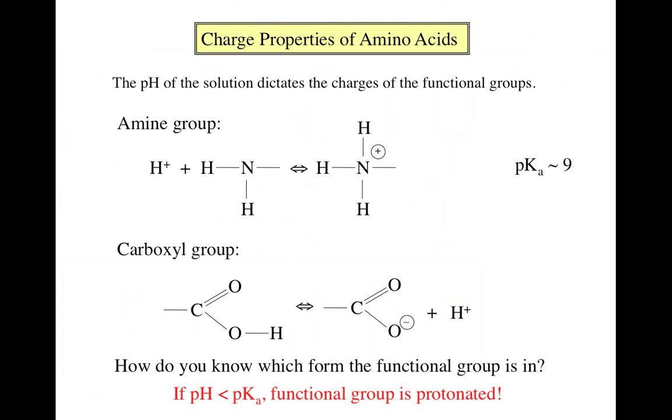The amine group has a pKa value of about 9, so at a pH of less than 9, the amine group will be protonated, and at a pH of more than 9, the amine group will be deprotonated. The carboxyl group has a pKa value of about 2, so at a pH of less than 2, the carboxyl group will be protonated, and at a pH of more than 2, the carboxyl group will be deprotonated. You should now be able to answer the question from the first slide about why an amino acid cannot exist in the form that was drawn there.